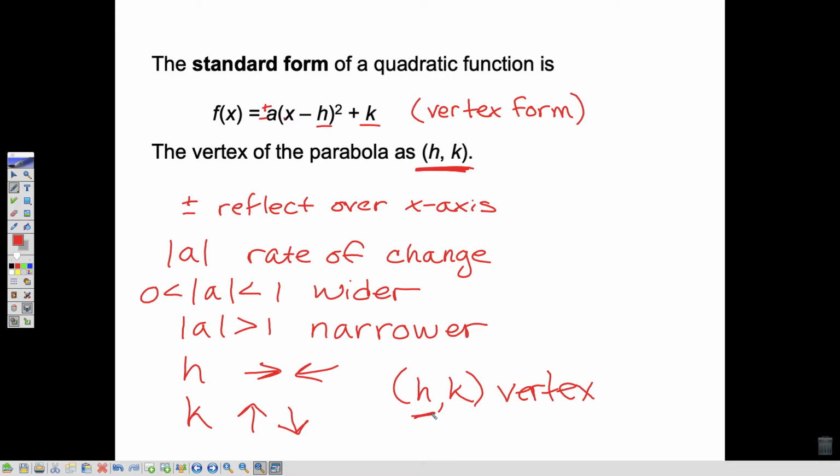H is actually your axis of symmetry, wouldn't it be? Yeah. Because your parabola, this is HK, and this is your axis of symmetry. So your H is also your axis of symmetry. So you guys already knew a lot of stuff. Ish. Well, hopefully it's less ish-ish.